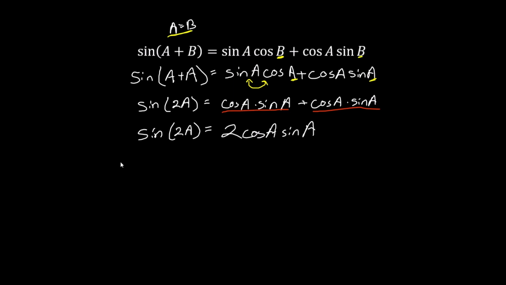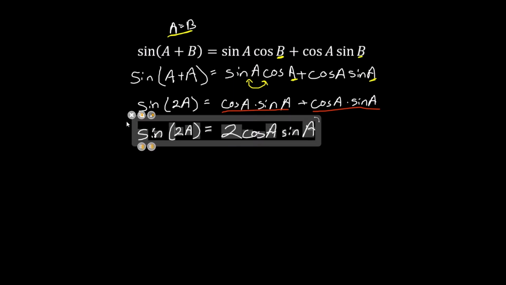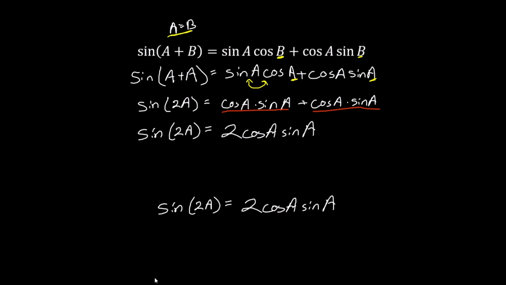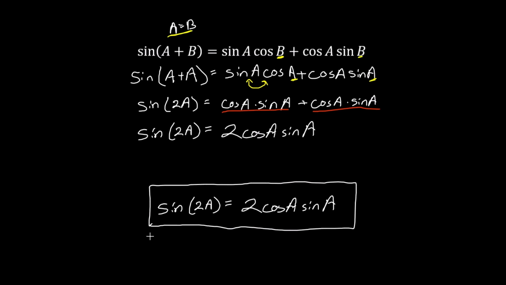This is our first double angle formula. This is one of those double angle formulas that will be very helpful in the future. So here's our first one for the sine. We're actually going to skip over cosine for a minute and jump to tangent. We'll come back to cosine later. So let's go ahead and do the tangent double angle formula.